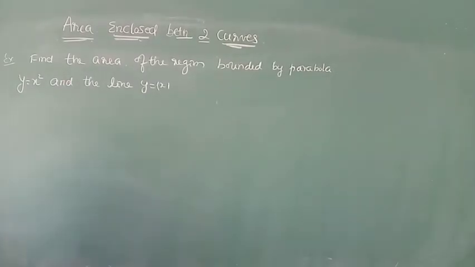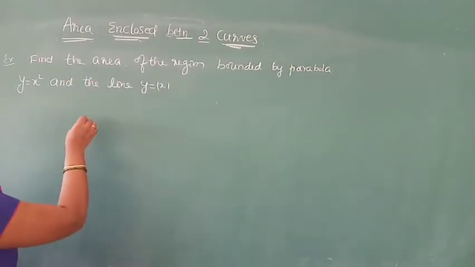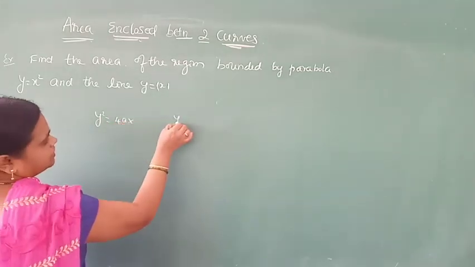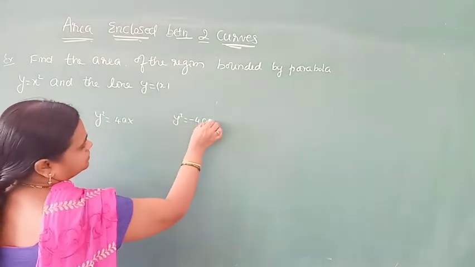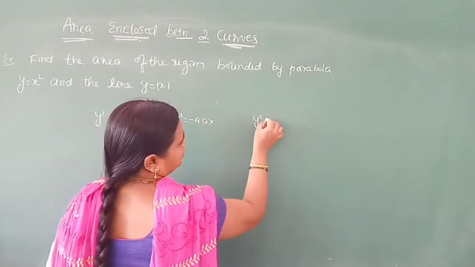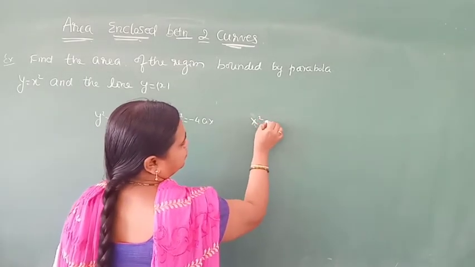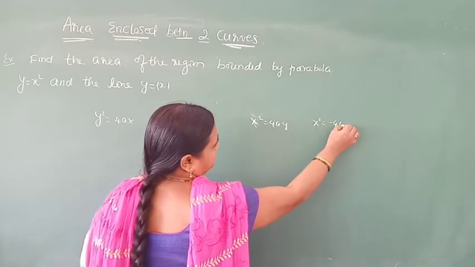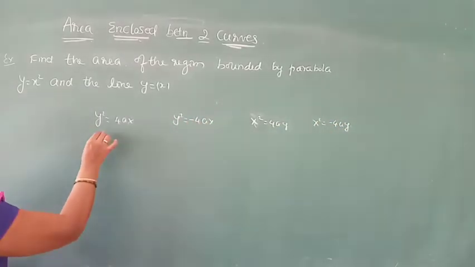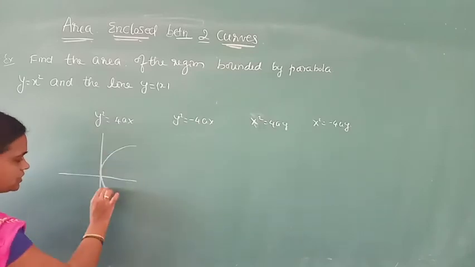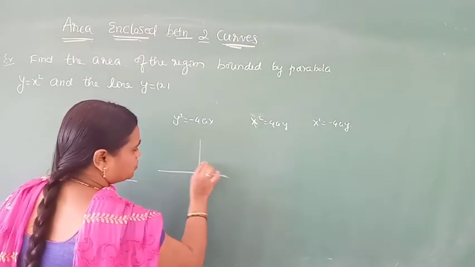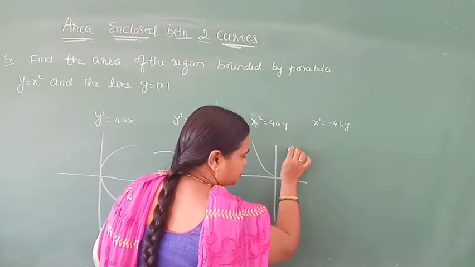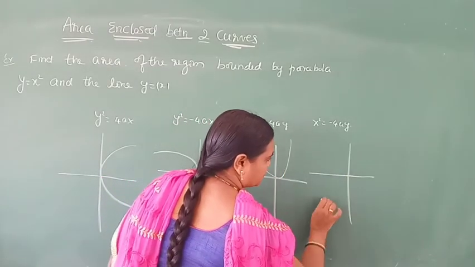In the last class we discussed the construction of the parabolas y² = 4ax, y² = -4ax, x² = 4ay and x² = -4ay. You know that y² = 4x opens rightward, y² = -4x opens leftward, x² = 4ay opens upward, and x² = -4ay opens downward.